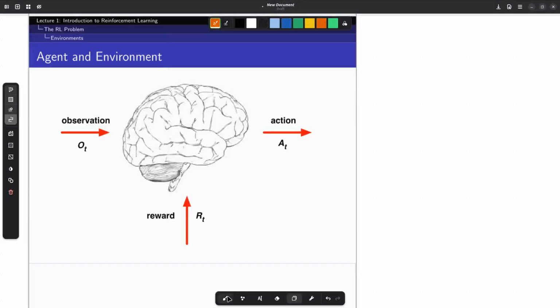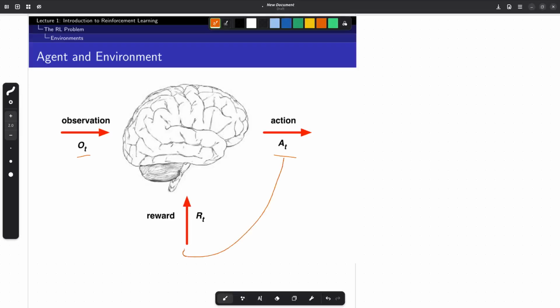In the previous session, we talked about our agents, and we learned that our agent takes observations from the environment. So this is our observation, and based on that observation, it decides to choose an action, and after doing the action, it gets a reward signal, and it also gets another observation in the next time step. So this is the cycle that we talked about in the previous session.